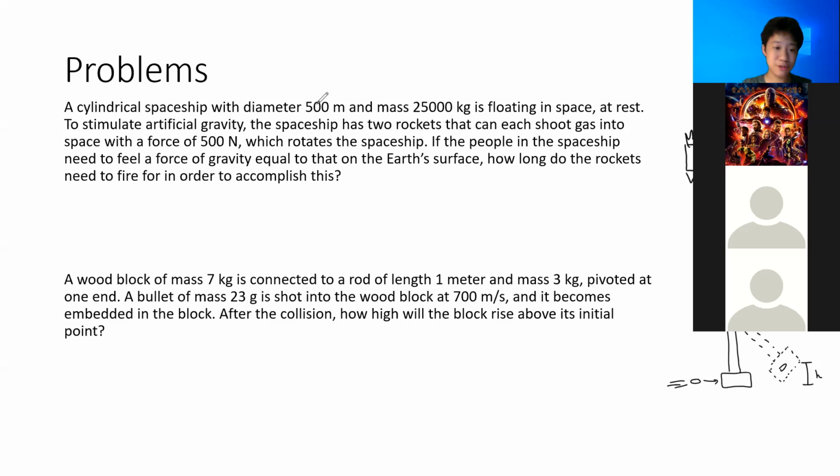Well, that's not actually true, because the bullet becomes embedded in the block, which means it's an inelastic collision. So basically what we need to do is, after we get the friction out of the way, after we do all our calculations so that we have a situation in which friction has been removed, then we can use conservation of energy.